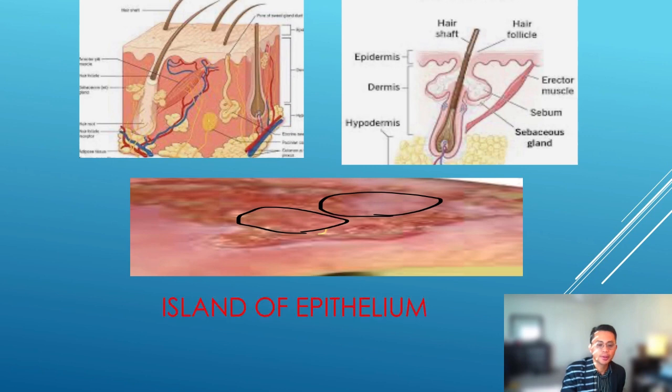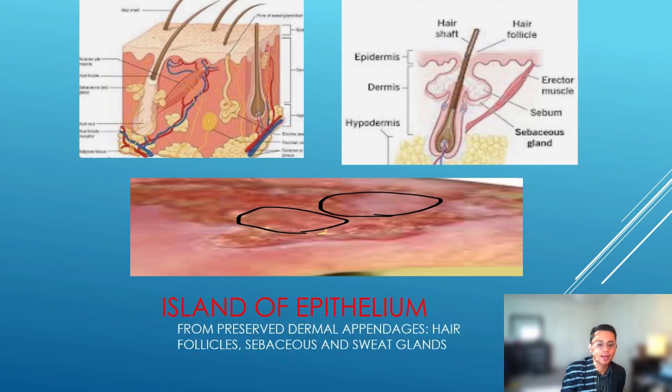Okay, so what you call these guys again, the term is islands of epithelium, and they're coming from preserved dermal appendages, which are your hair follicles and sebaceous glands. Always remember, do not harm this tissue when you see them. Preserve them and protect them.